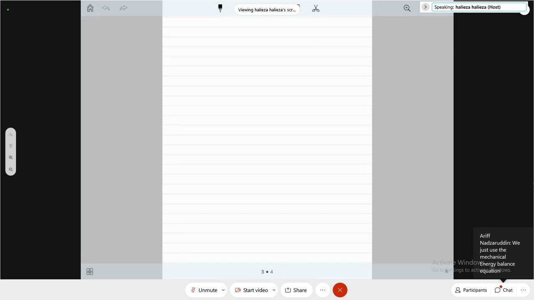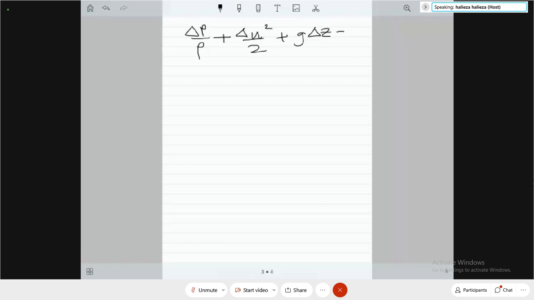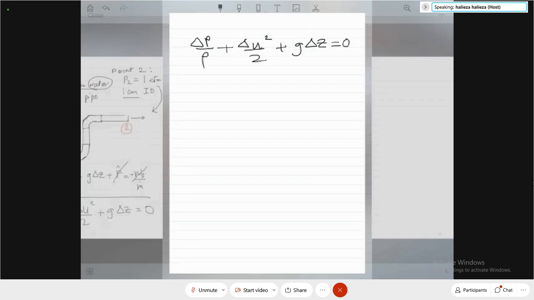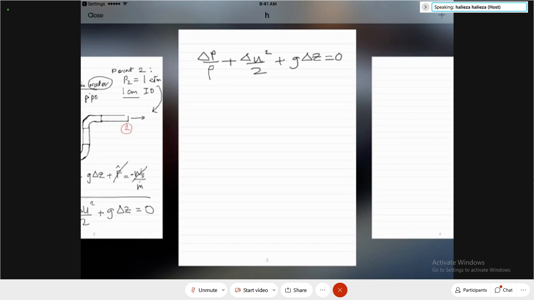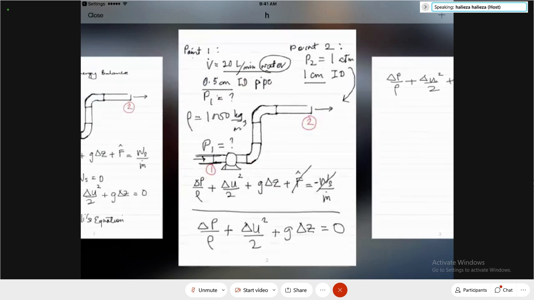Okay, let's look at it. You have this equation: change in pressure over density, plus change in velocity squared over 2, plus g times change in height, equals 0. Let's look. Is there any difference in the height? There's not.